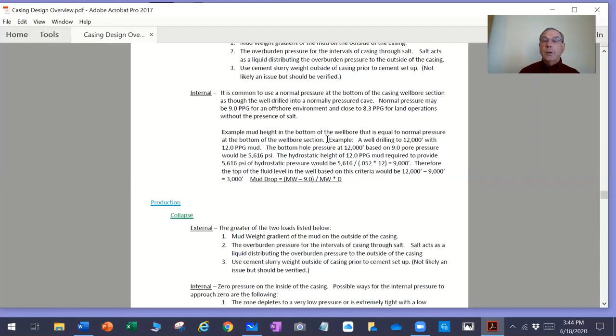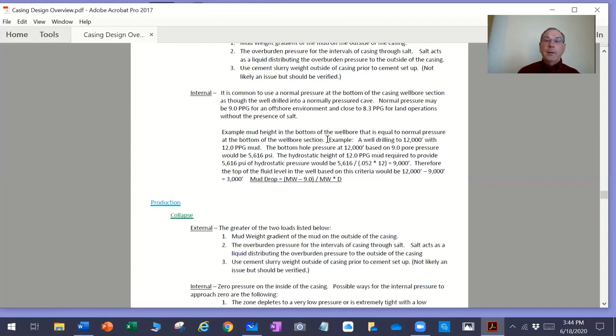You can also just use this little handy dandy formula based on ratios, that the mud drop is going to be equal to the mud weight minus 9, divided by the mud weight, times the depth. So you can use that and you'll get the same answer.